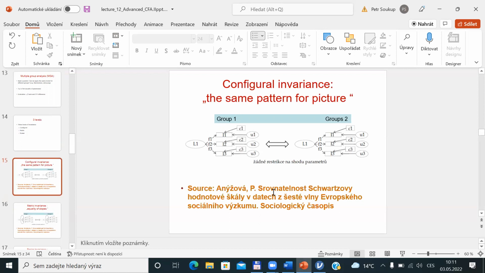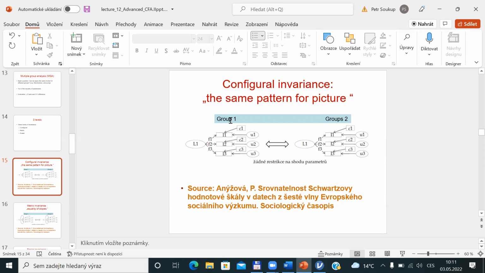For those of you who are not Czech speaking, I would advise only to type "measurement invariance", and you will find many articles all over the world. But these pictures are quite nice, and I didn't discover similar pictures in other articles, so that's why I decided to copy it from this Czech article. So here we have a very simple model for one latent variable, so one factor.